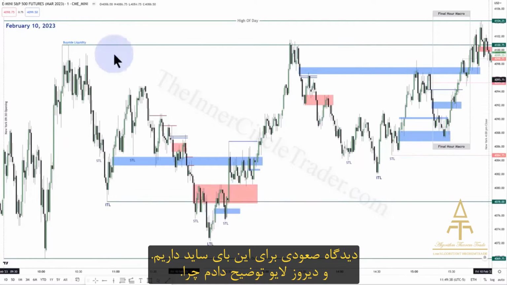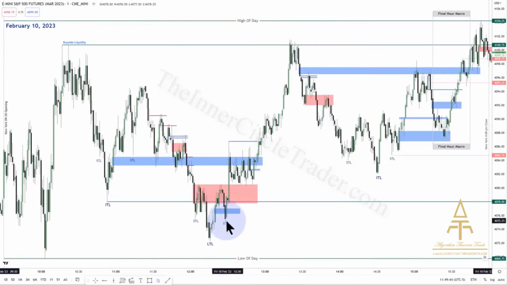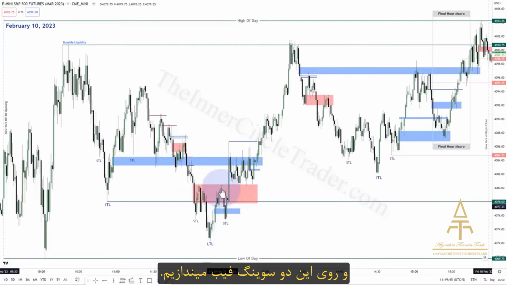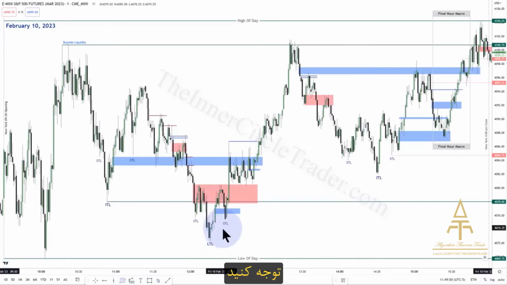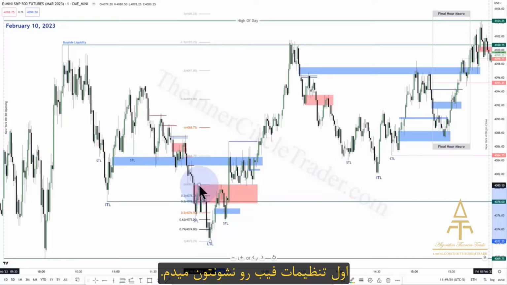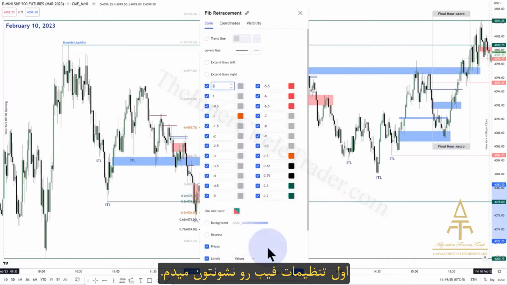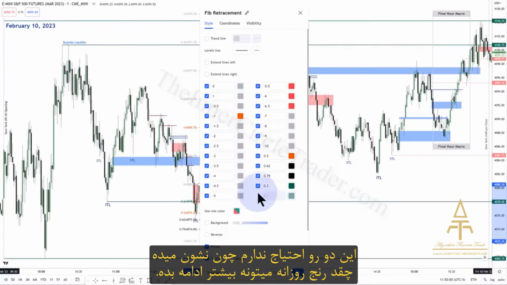If we're bullish, we're expecting buy side up here, as I was explaining yesterday live. Fib on this swing here and this here. Pay attention. First, I want to show you the settings. That way you can see this is my fib setting. I don't need this. I don't need this.